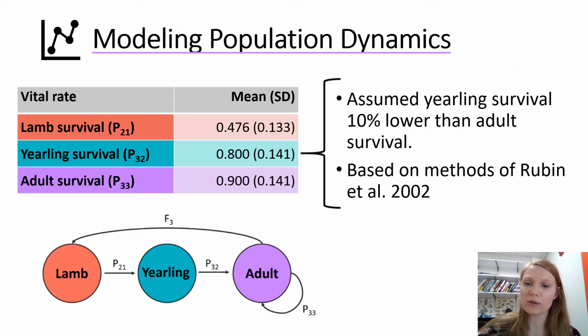We also used the assumption that Rubin used in her 2002 paper. We assumed that yearling survival would be about 10% lower than adult survival. So here we have our yearling survival at about 80%.